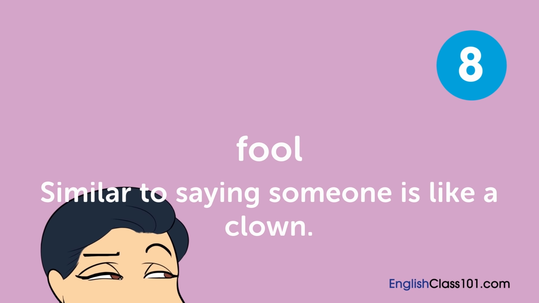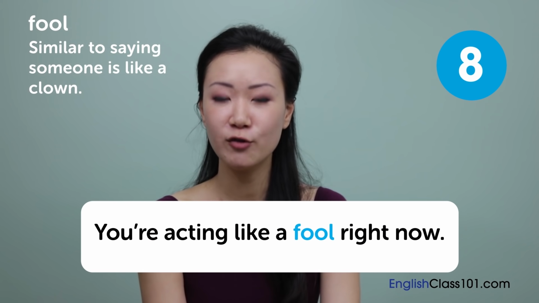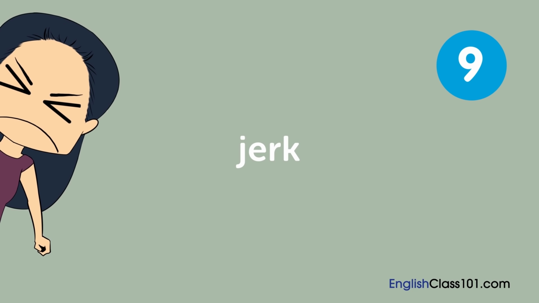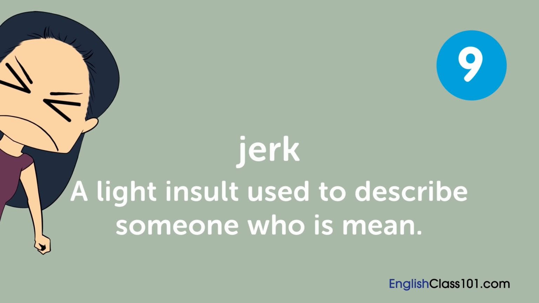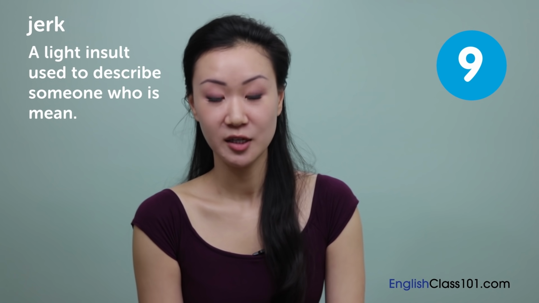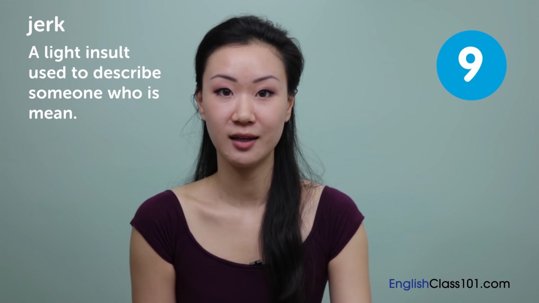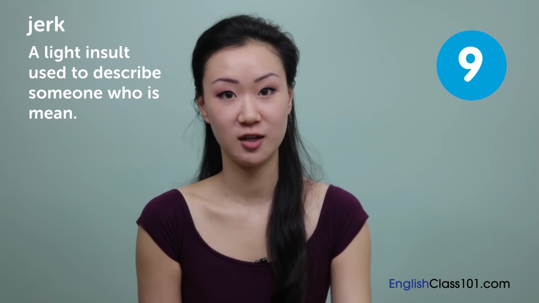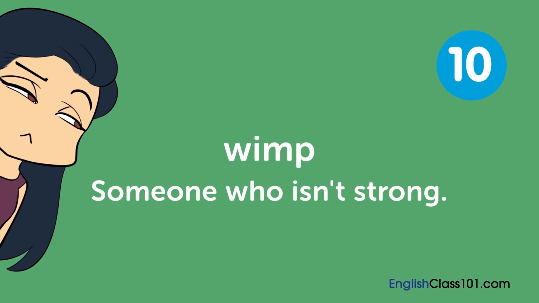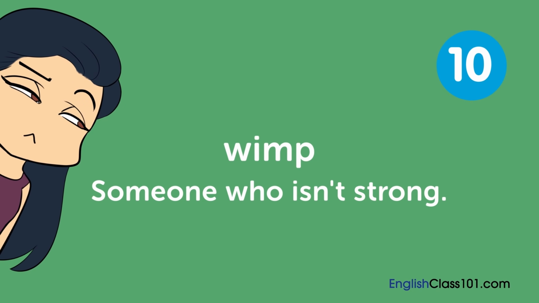Fool. This is similar to saying someone is like a clown. You can say, "You're acting like a fool right now." Jerk. This is a light insult used to describe someone who is mean. For example, if there's someone bullying another person, that person is being a jerk. Wimp. This means someone who isn't strong.